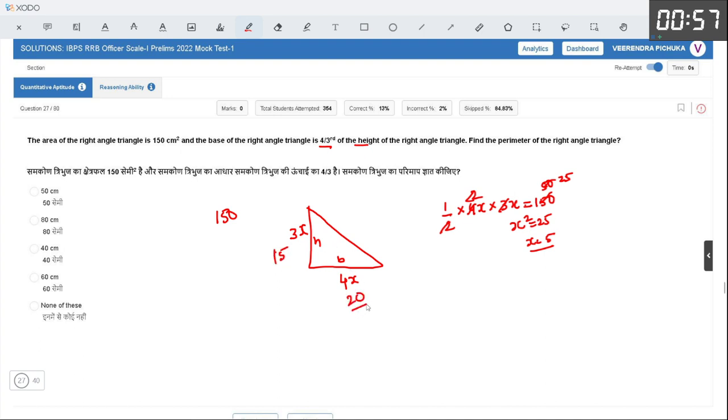This is 20. As per the hypotenuse rule, side square plus side square is equal to hypotenuse square. 15 square is 225, 20 square is 400. If we add, we get 625, and the root of 625 is 25. So what is the perimeter? The perimeter is 25 plus 15 plus 20. 25 plus 15 is 40, plus 20 is 60. That is the perimeter. Got it?